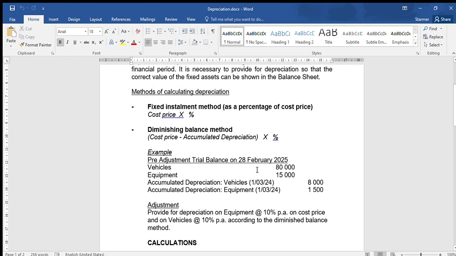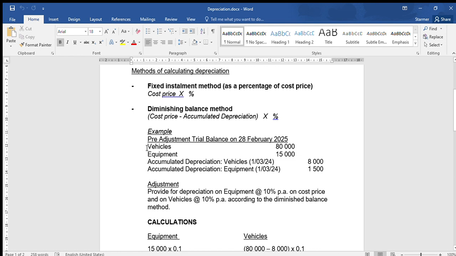Okay, if you have a look at this example now, they give you a pre-adjustment trial balance. Pre-adjustment means it's before you've made any adjustments. So you're given a vehicles and equipment total, those are your cost prices, and then you're given accumulated depreciation on each asset. Take note that those balances would be on the 1st of March because you only work out depreciation once you get to the end of the financial year.